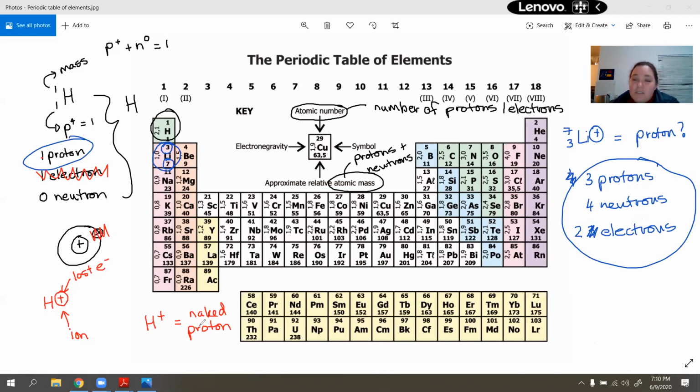So it isn't the positive charge that makes it a proton. It's the fact that once you have an atom that had a proton and an electron, and you took away the electron, you have literally got a proton left. So that is why we refer to H plus as being a proton, because it is.